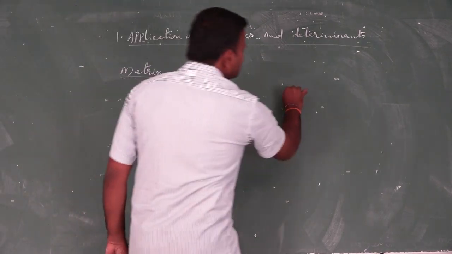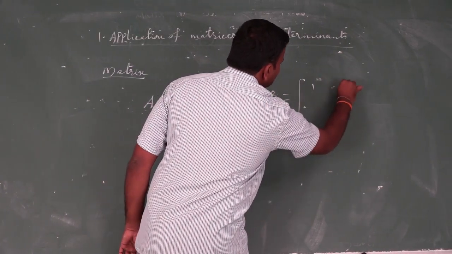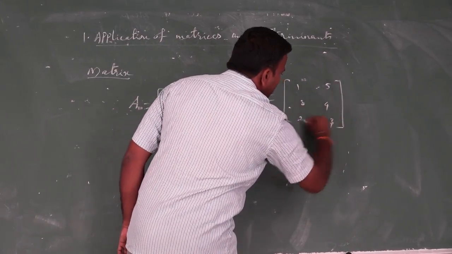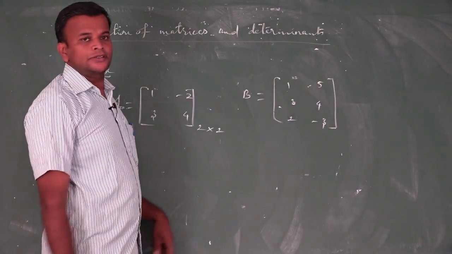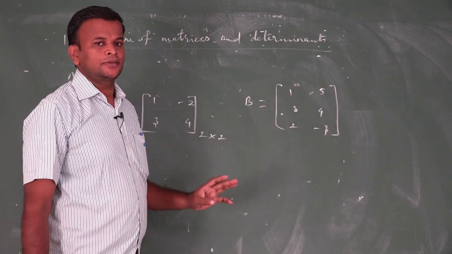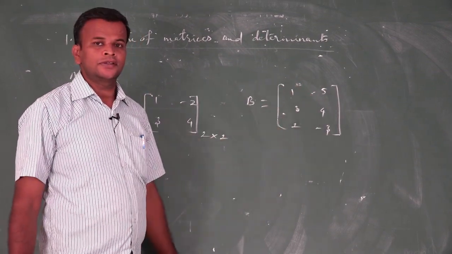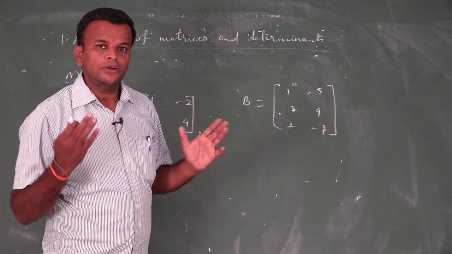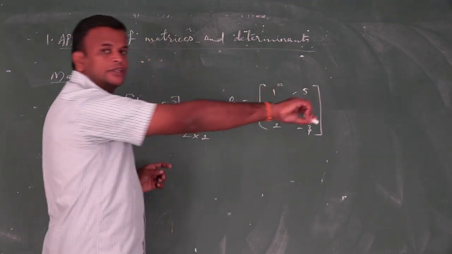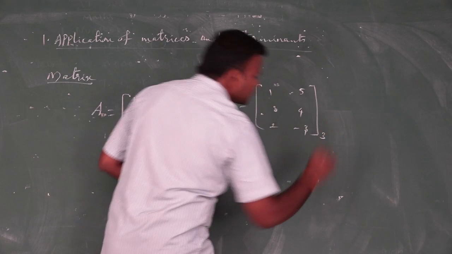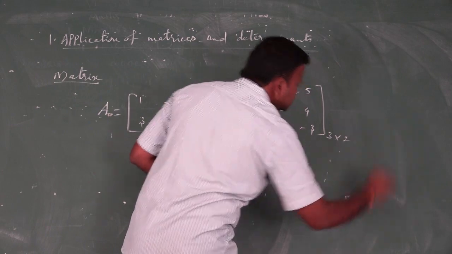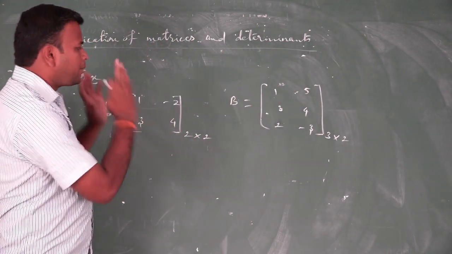I do one more example. Another matrix B: 1, minus 5, 3, 4, 2, minus 3. I arrange some 6 elements. Now you say, what is the order of the matrix? Order means how many rows and how many columns. How many rows are there? 1, 2, 3. So 3 rows. So first we write 3. And how many columns are there? There are 2, 1, 2. So it should be read as 3 by 2. So this is called the matrix.